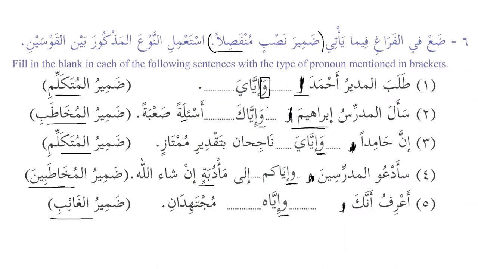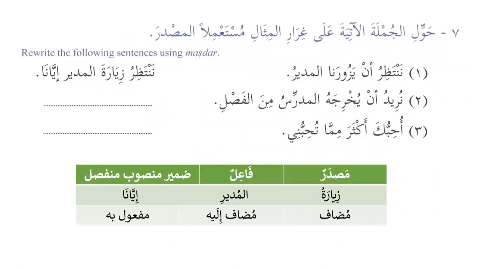And the most important is when the masdar is used as amil, and also it is used as mudaf and mudaf ilayh. When the masdar is used as mudaf, then the object pronoun will also be used as detached pronoun. For example, ziyaratul mudiri iyana. And we have it over here.